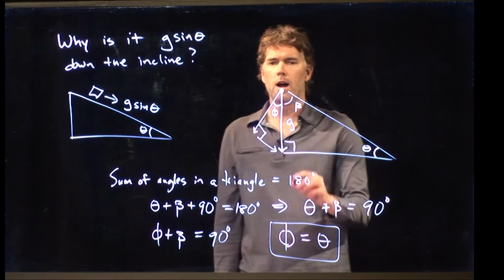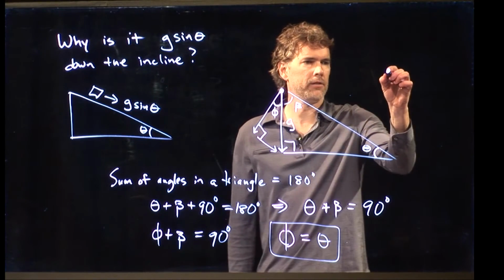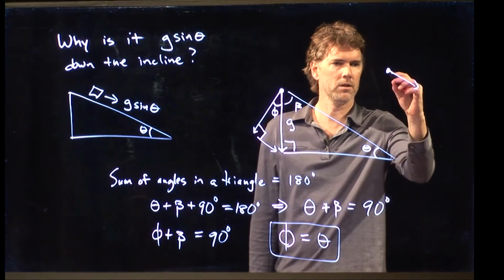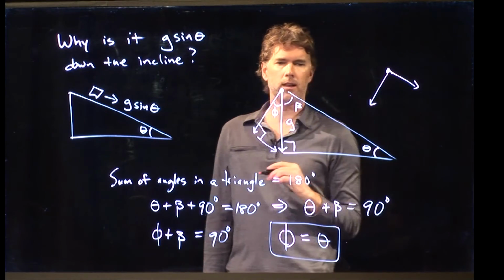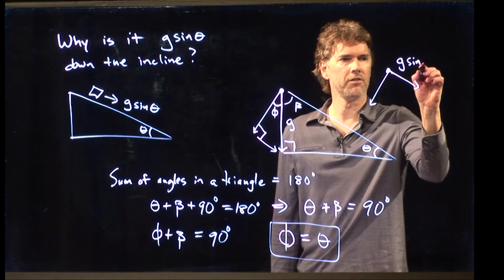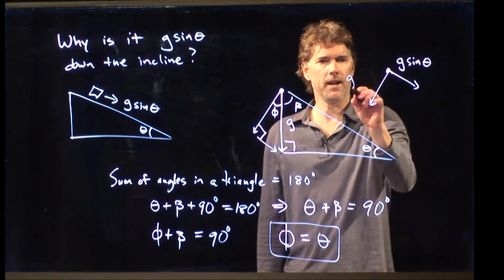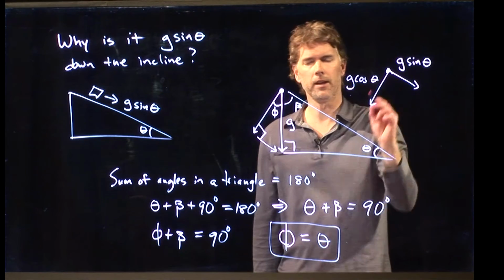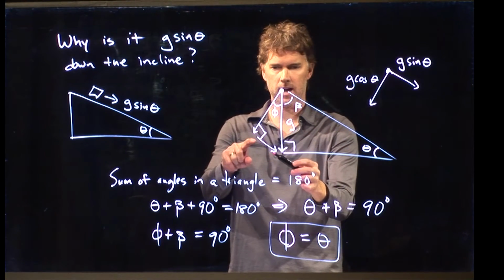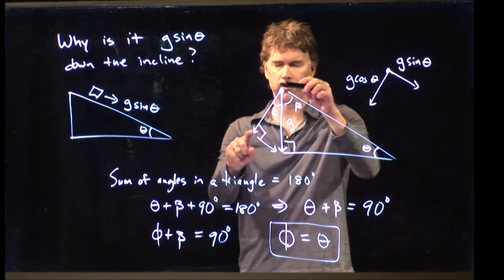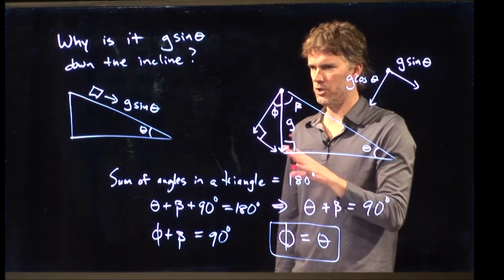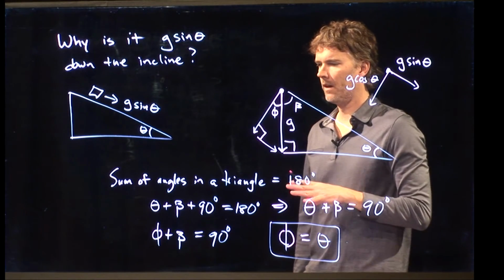So when you draw the box and you say there's some component of gravity in that direction, some component of gravity in that direction, you know that this one has to be g sine of theta, and this one has to be g cosine of theta. Because if I go back to this triangle, this is sine, and this is cosine. Okay, so that's a little proof of where g sine theta comes from.